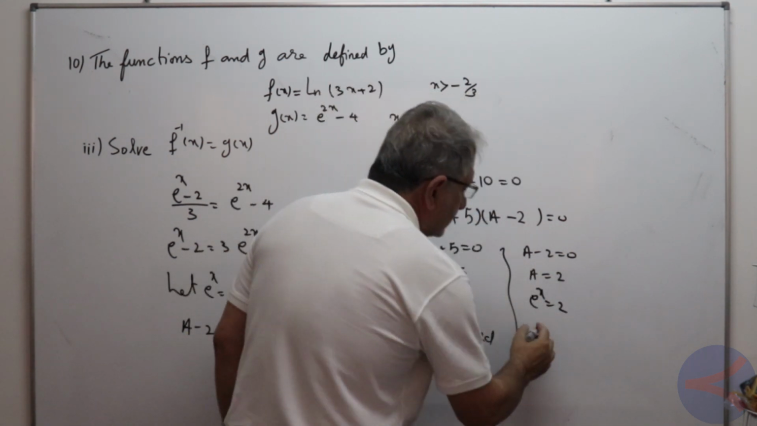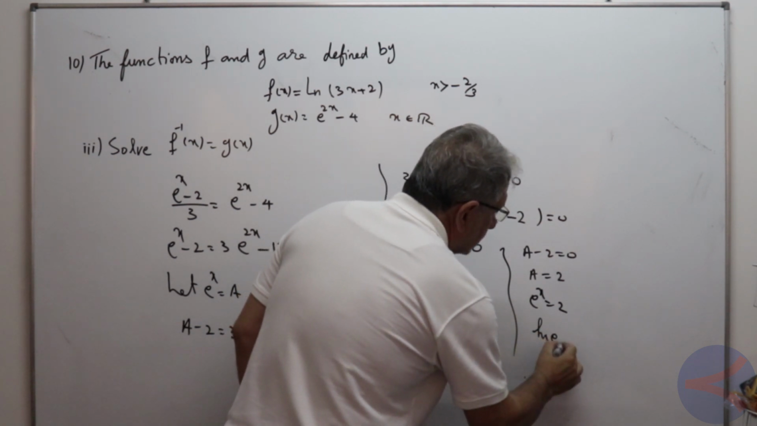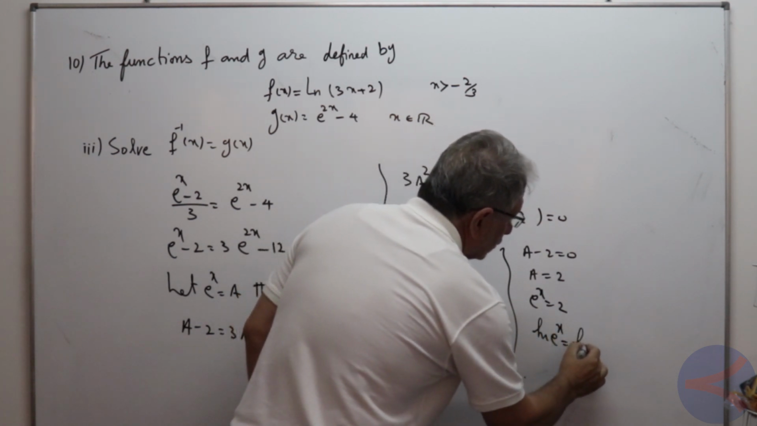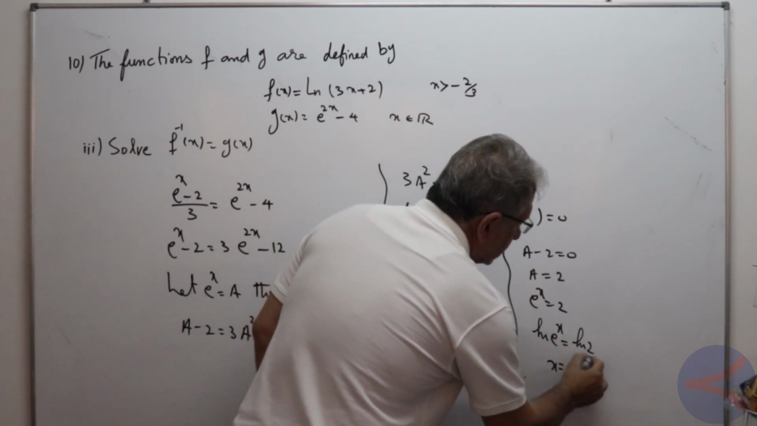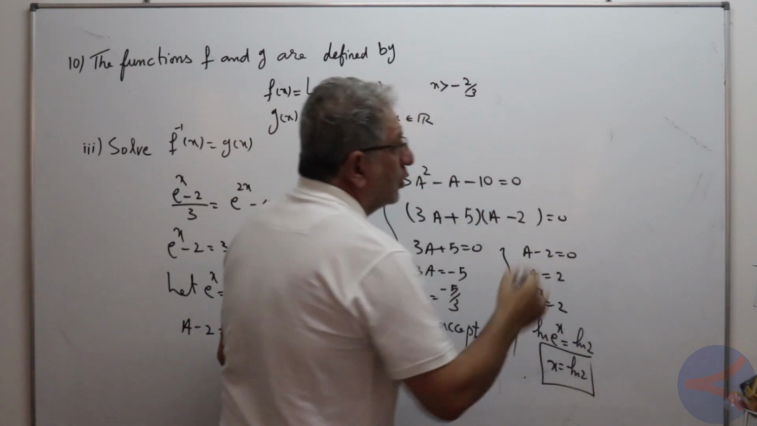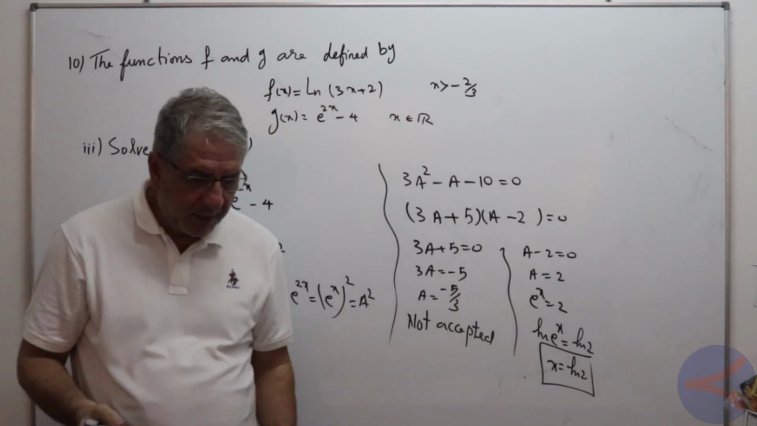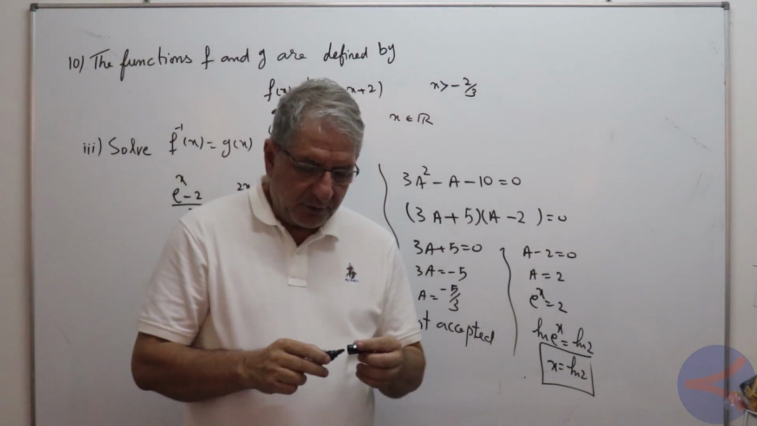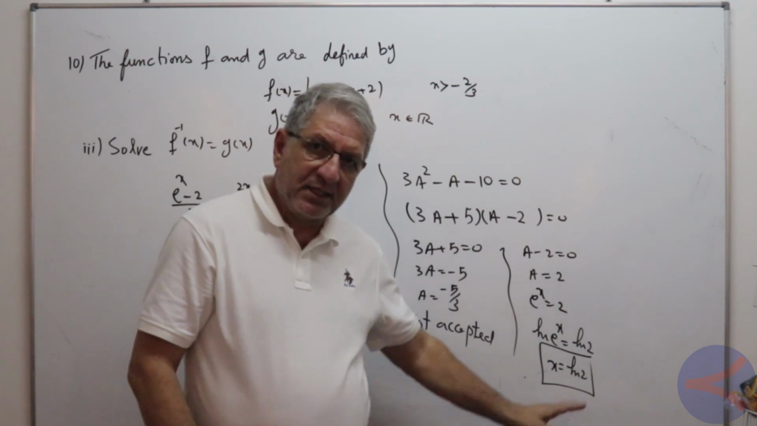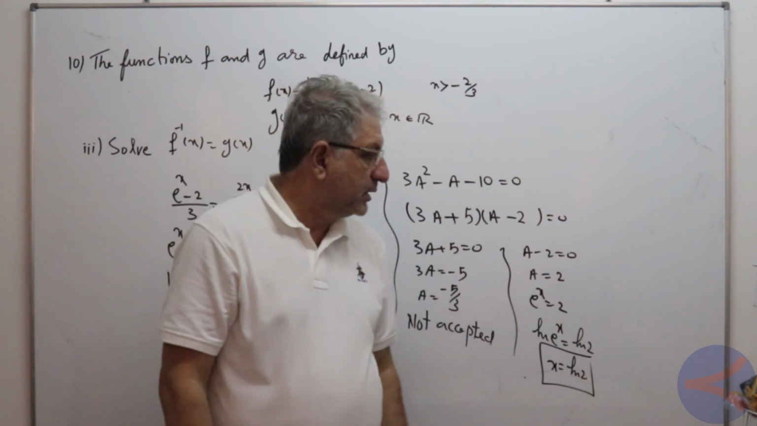Take ln from both sides. You know that ln of e to the power of x is equal to ln 2. This is x, therefore x is equal to ln 2. Therefore the answer is x equal to ln 2. If you want the decimal format, you just put it in the calculator and get the decimal. But this answer is accepted by the examiner.